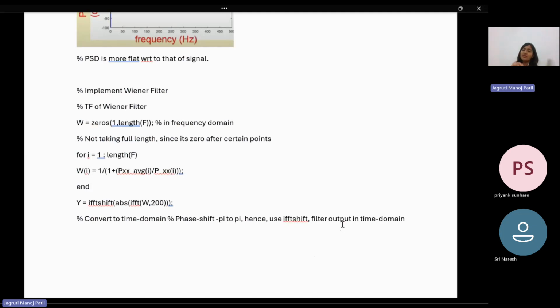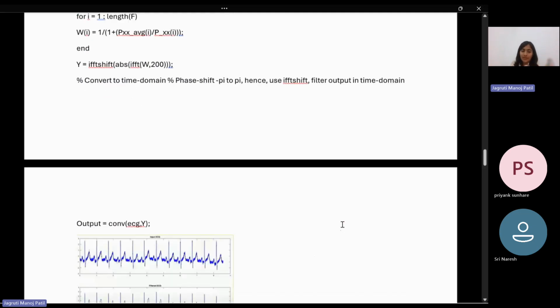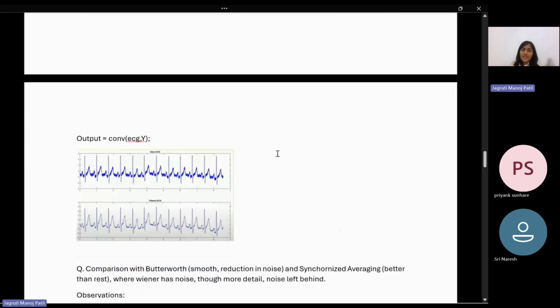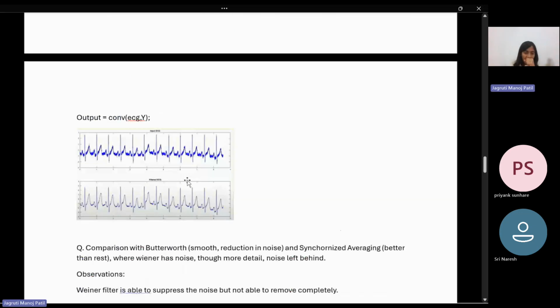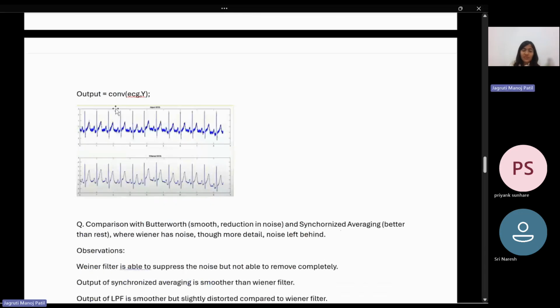So it starts from zero this side and then zero from this side. Okay. So filter the output in time domain. So then essentially in the end, what you'll do is that you'll convert this particular signal that you have after the Wiener filter implementation to the original signal that you had. This one. So you convert both of them.